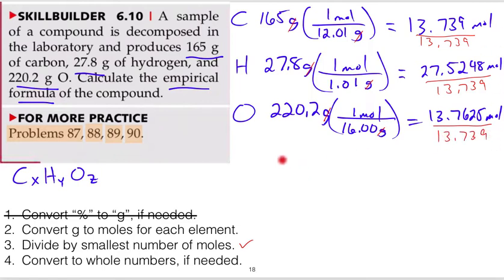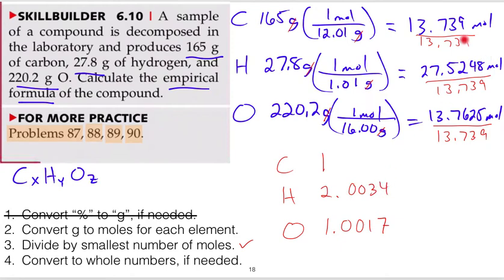Let me go ahead and continue down here in red. So this is going to equal 1. This is also going to equal close to 1. I'll just write out the full number. It's basically 1. And then this is going to equal essentially 2.